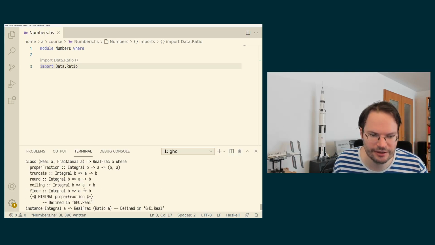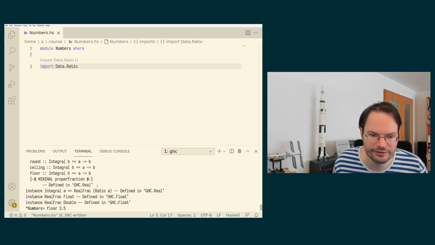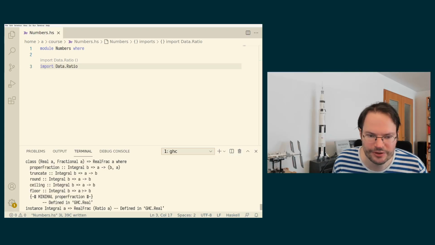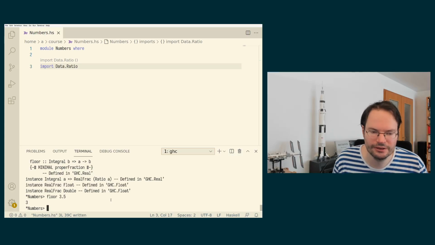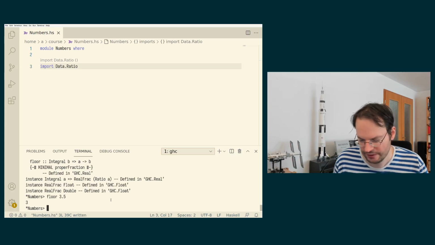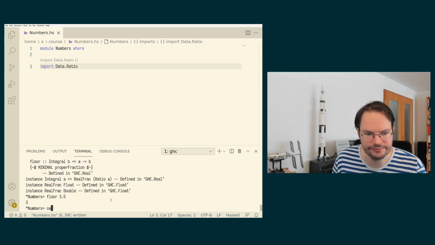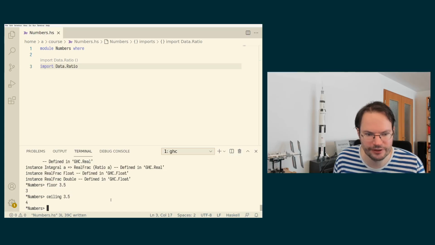And you can see that it goes from something that is in the RealFrac class, which means in particular it goes from a Rational, a Float, or a Double, to something that is in the Integral class. So that could be Int or Integer or Word. And the ceiling of 3.5 correspondingly gives you 4.